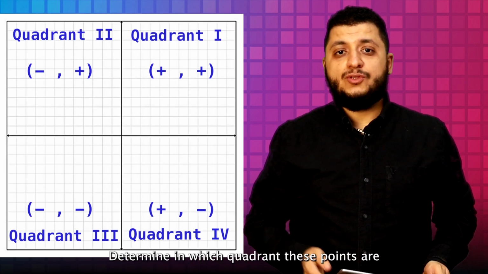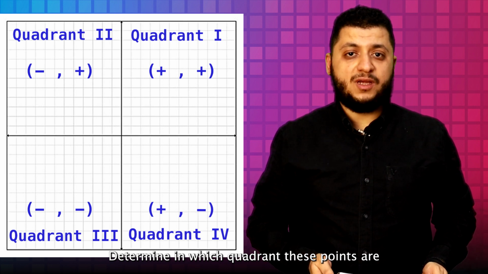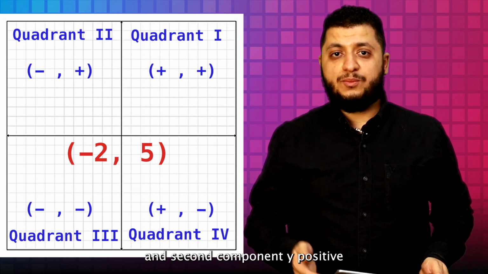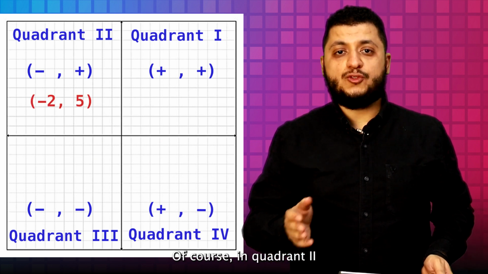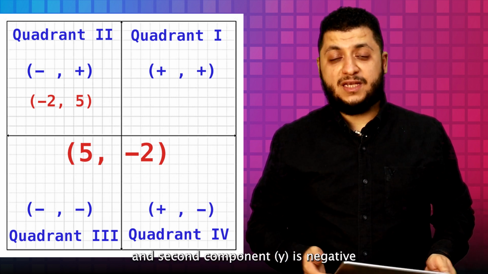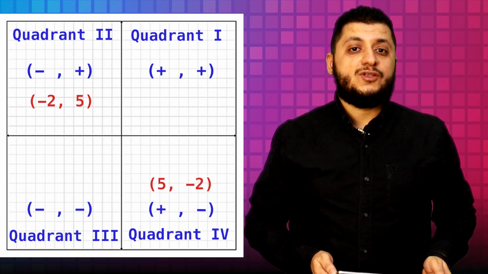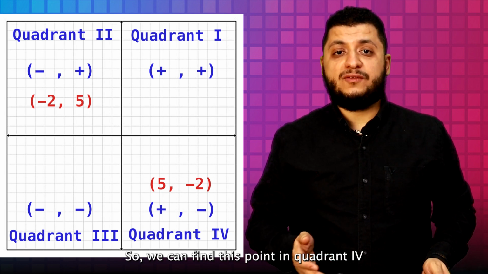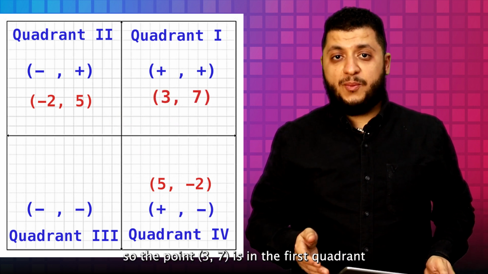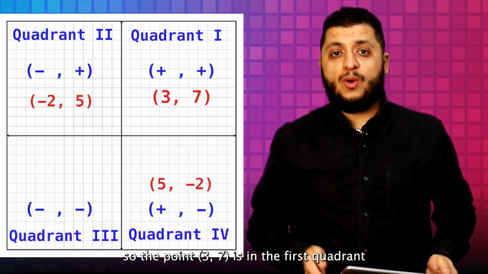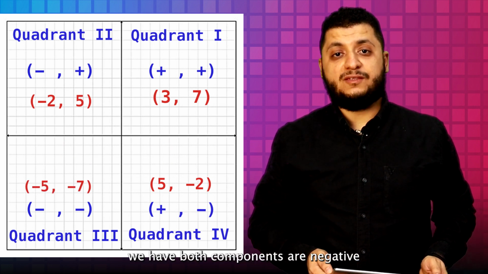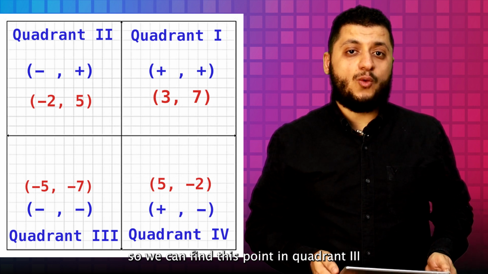For example, determine in which quadrant these points are. The point (-2, 5). The first component x is negative and the second component y is positive. Of course, in quadrant 2. The point (5, -2). You have the first component x positive and the second component y negative. So we can find this point in quadrant 4. The point (3, 7). Both components are positive, so the point (3, 7) is in the first quadrant. The point (-5, -7). Both components are negative, so we can find this point in quadrant 3.